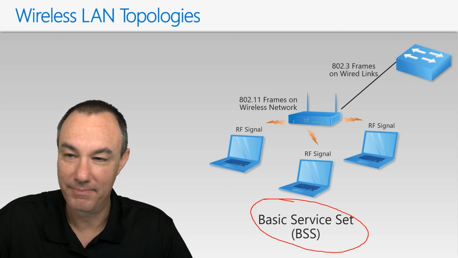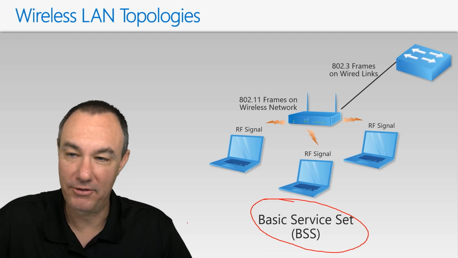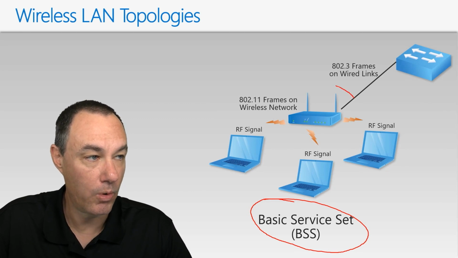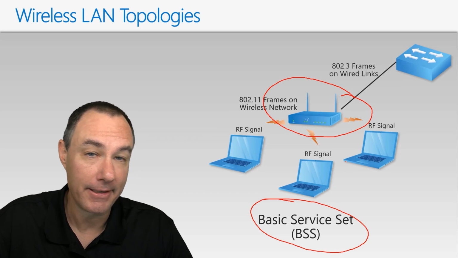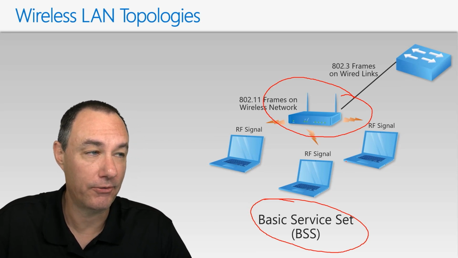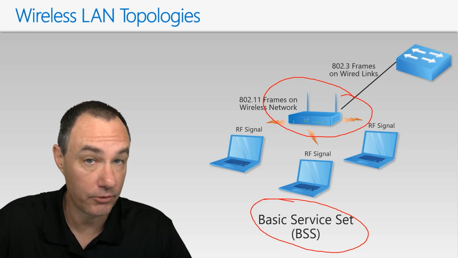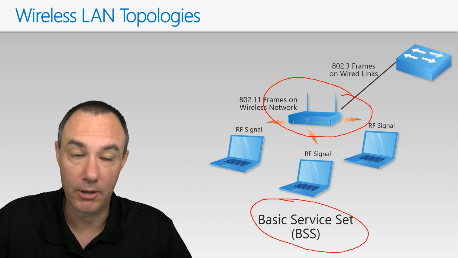Basic service set. Basic service set means that you have one access point for wireless LAN. Now, I asked you a question. Can you have multiple access points in the same wireless LAN? The answer was yes. But you're not running in this mode if you are.